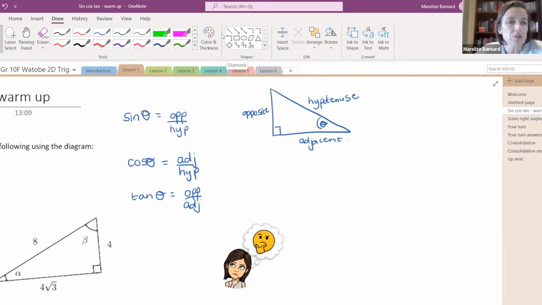So I just want you to think back to that and kind of remember all of that, and just put a thumbs up emoji in the chat if you can remember that and if you're happy with that. Thumbs up in the chat if you're good with sine, cos, and tan.